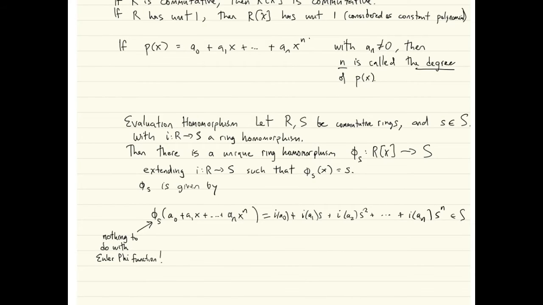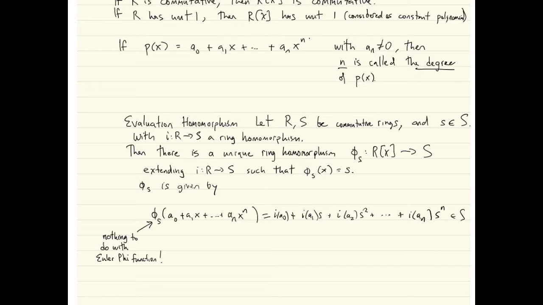Another thing that's quite simple, but has some unfortunately fancy terminology, or sounds complicated, is this evaluation homomorphism. So let R and S be commutative rings, and suppose we have an element lowercase s in this ring S, and suppose we have a ring homomorphism i from R to S. You can think of R as being, a particular example is when R is a subset of S, or a subring, I should say, of S.